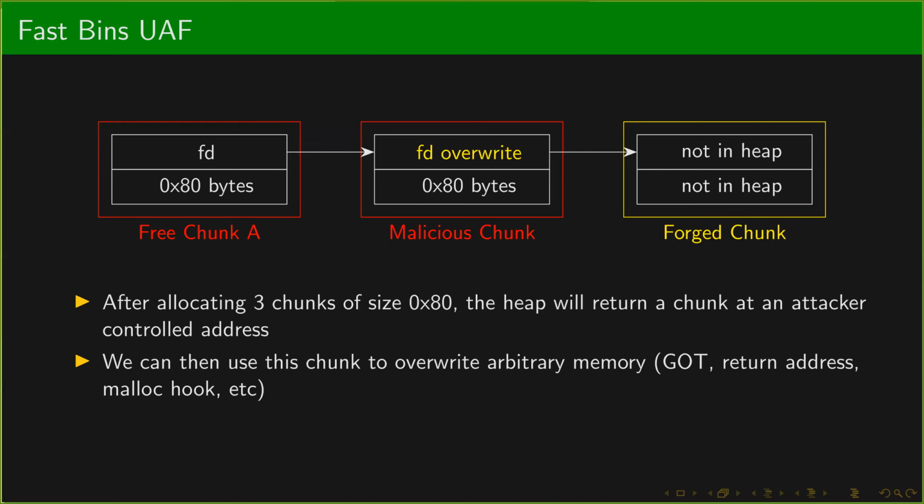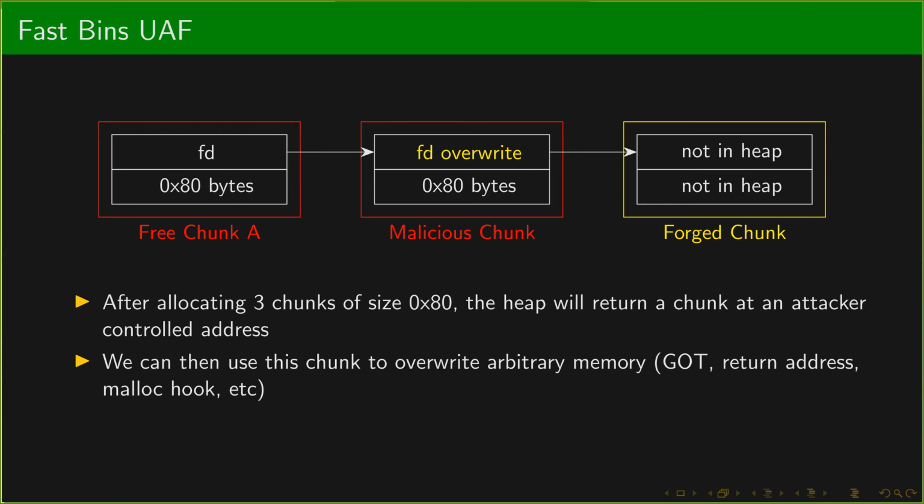So now the heap is going to think that there's another element in the free list, and it's just off wherever we tell it. So we could overwrite the forward pointer with, like, a global offset table address, and now when we allocate the forged chunk, we will get a global offset table address, which is really bad.